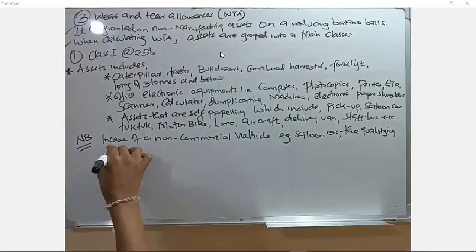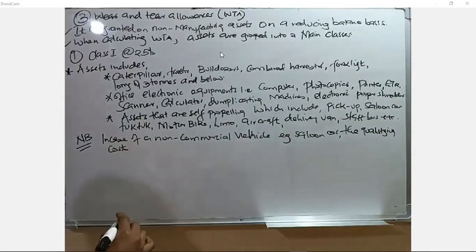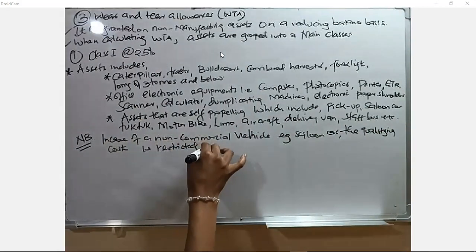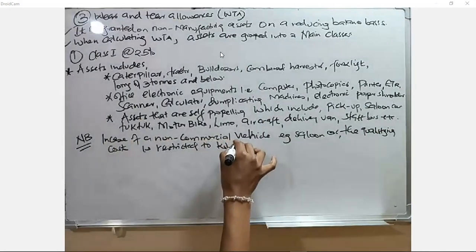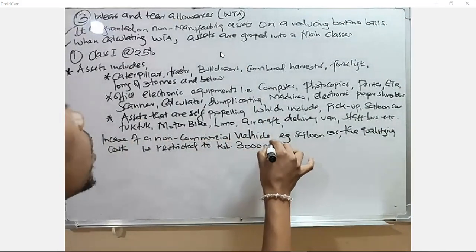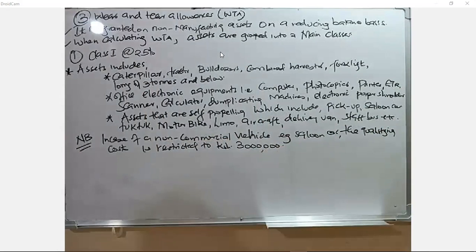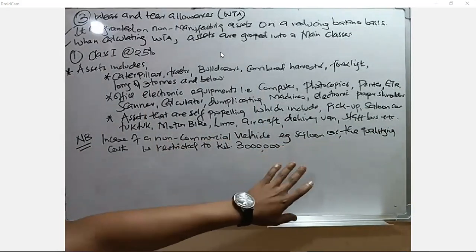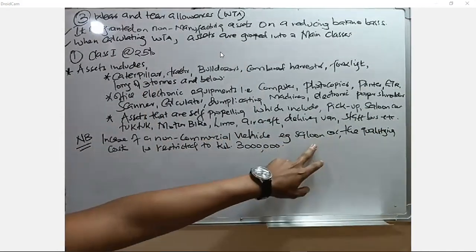The qualifying cost is restricted to Kenya shillings 3 million. What does this mean? If you purchase a saloon car above 3 million, the amount that qualifies for this saloon car is 3 million.